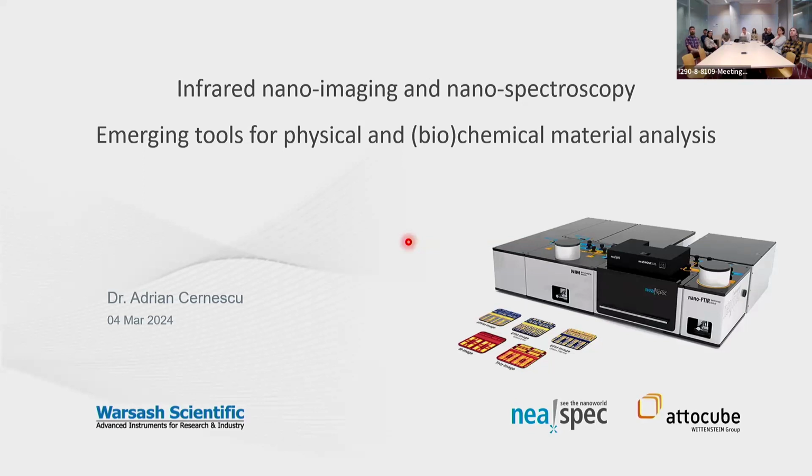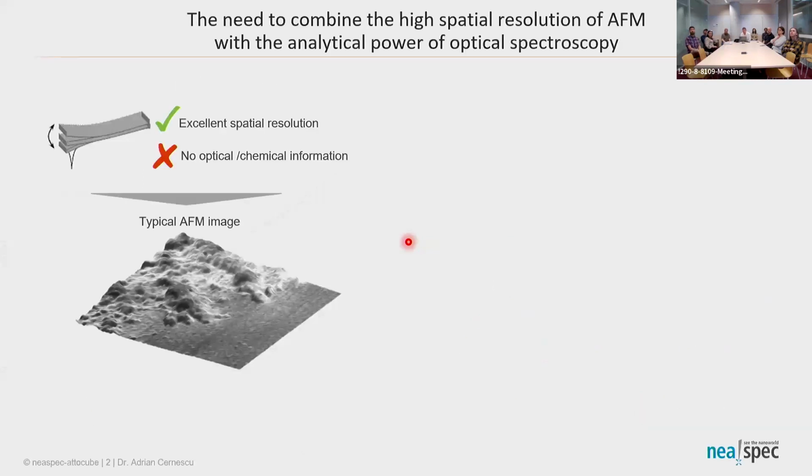during the presentation. All right, so I know that many of you are experts in AFM, atomic force microscopy, and you are aware that AFM provides an excellent spatial resolution, but unfortunately there is no optical or chemical information while scanning a sample. This is, by the way, a DNA and white blood nucleus imaged with AFM.